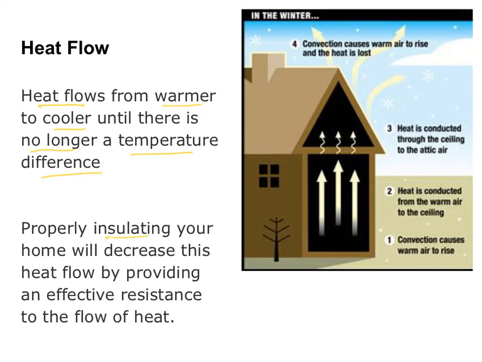If you properly insulate your home, you will decrease the heat flow by providing an effective resistance to the flow of heat. The diagram is showing how hot air rises through convection. Hot air will move through the floors of the house, through the ceiling into the attic, and then to the outside of the house. In the winter, if your house isn't adequately insulated, you will lose the hot air that you're generating to the outside temperatures.